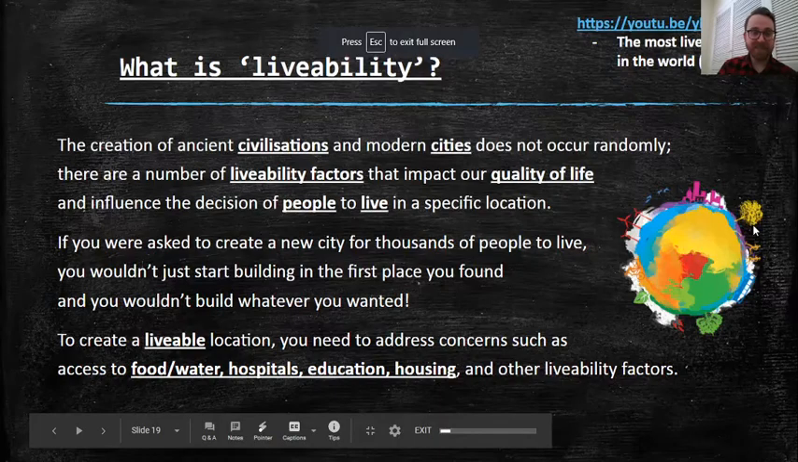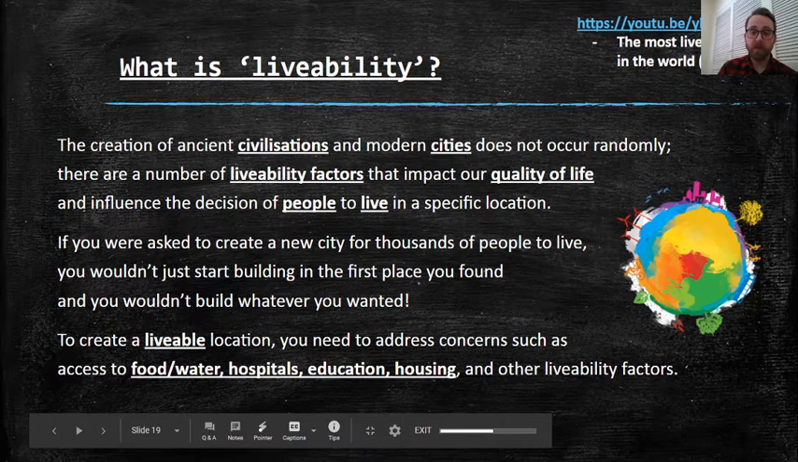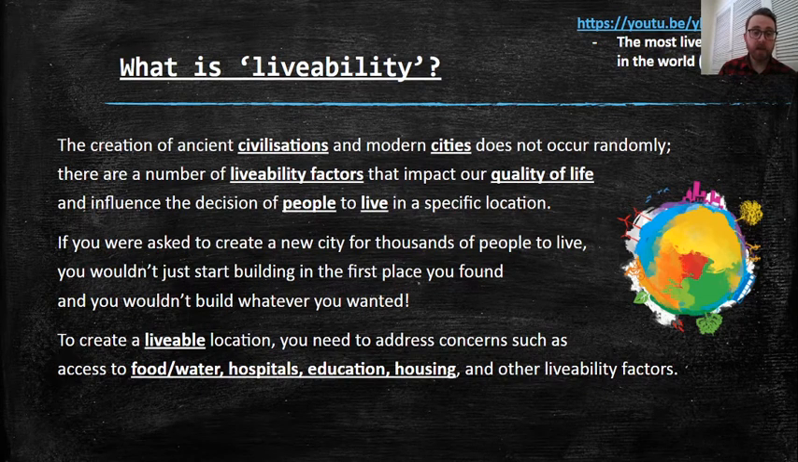So, what is livability? The creation of ancient civilizations and modern cities does not occur randomly. There are a number of livability factors that impact our quality of life and that influence the decision of people to live in a specific location. So when we looked at ancient Greece and ancient Australia, where those cities, those settlements were developed, wasn't random. It was dependent on livability factors. So access to water, access to food.